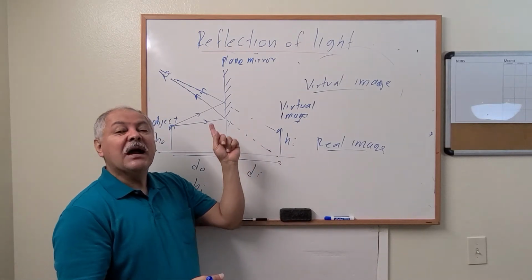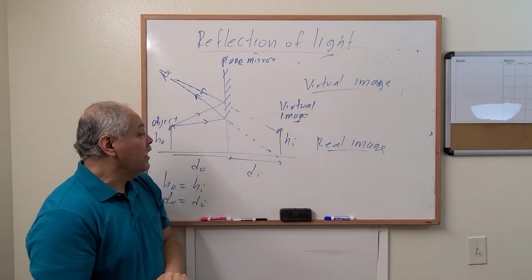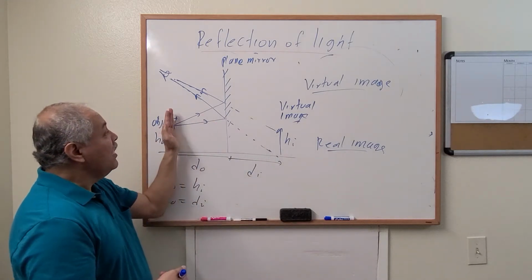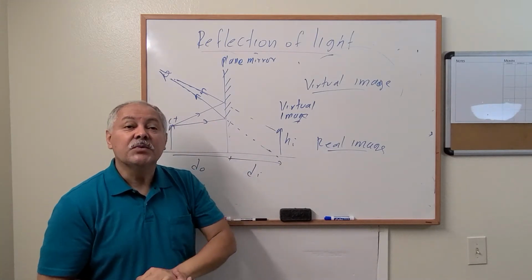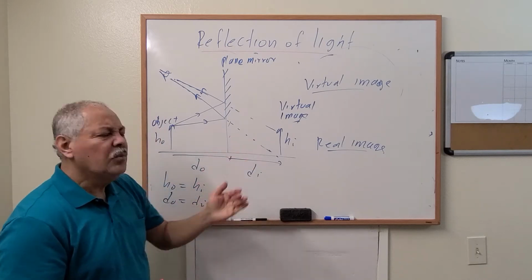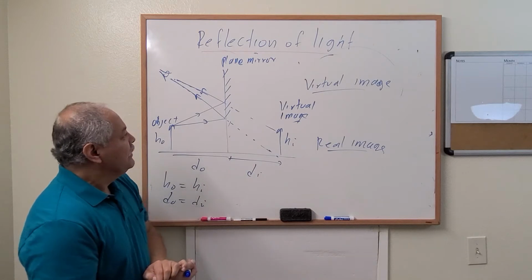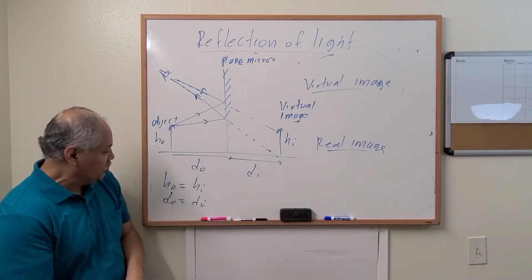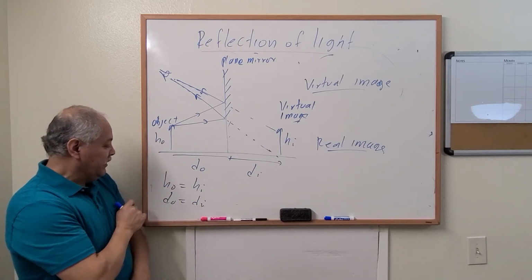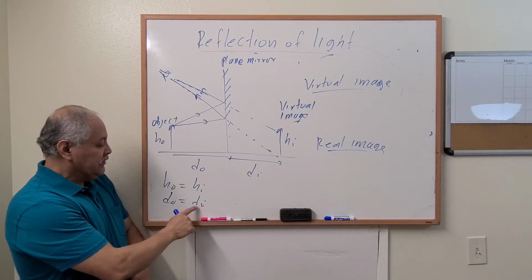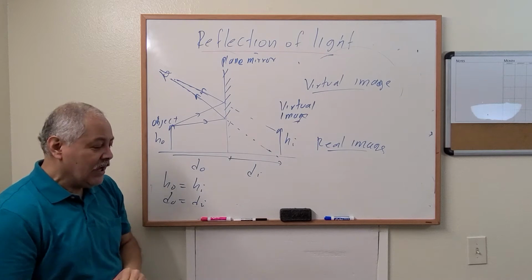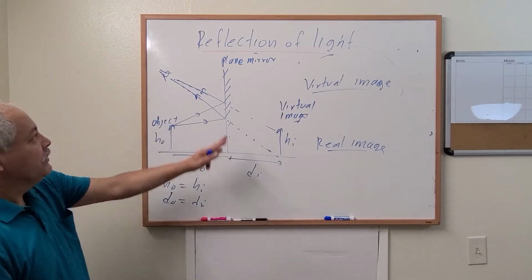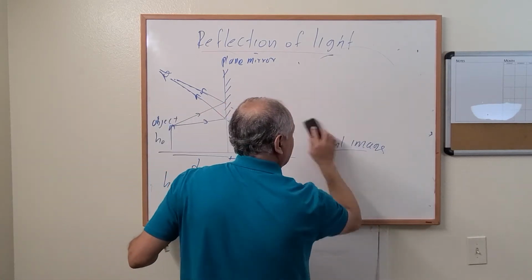As long as the image is behind the mirror, the image is virtual. If the image is in front of the mirror, the image is real. Now let's work with those cases later. For the moment, we have these plane mirror conclusions. Height of the object equals height of the image. Distance object to mirror equals distance image to mirror. Okay, perfect. Now let's go to spherical mirrors.